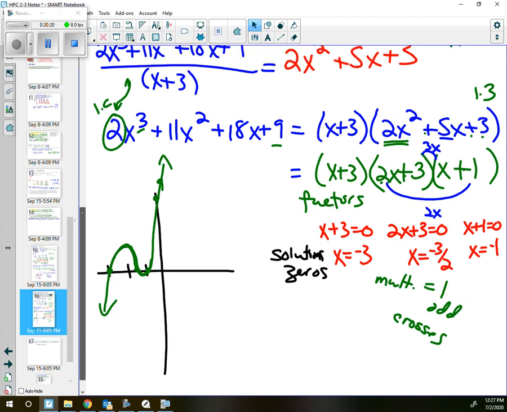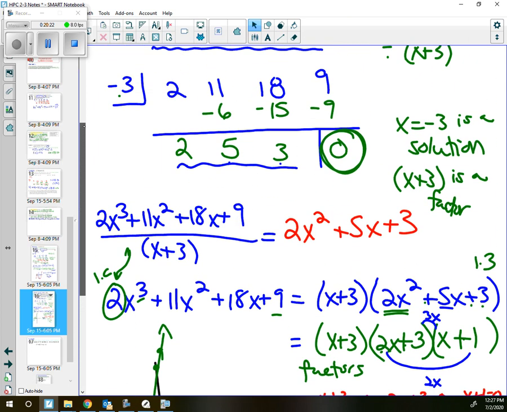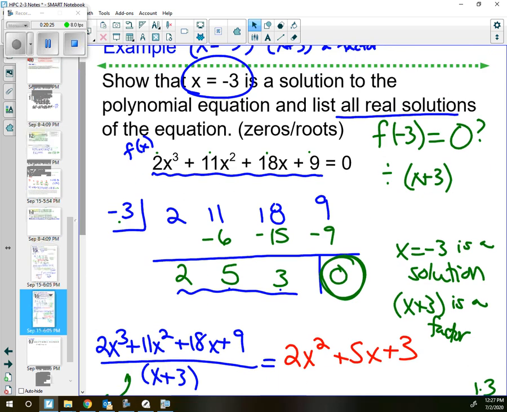So being able to double check if something's a solution is very critical, because then we were able to tell not only that it was a solution, by doing synthetic division, but by choosing this method, we were able to also find the other ones by factoring that polynomial that was left over.